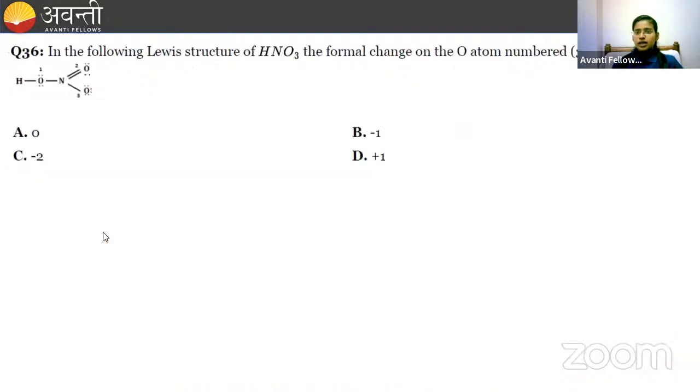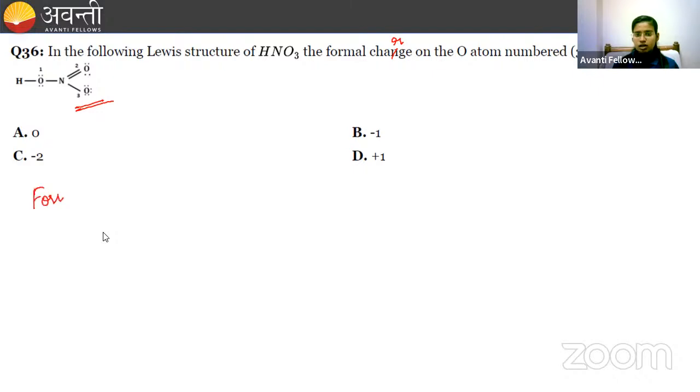So coming to the next question. In the following Lewis structure of HNO3, the formal charge, this is not change, it is charge, okay? Formal charge on the oxygen atom numbered 3 is. So this is HNO3 structure and this is our oxygen 3. So we have a formula to find out the formal charge, right?